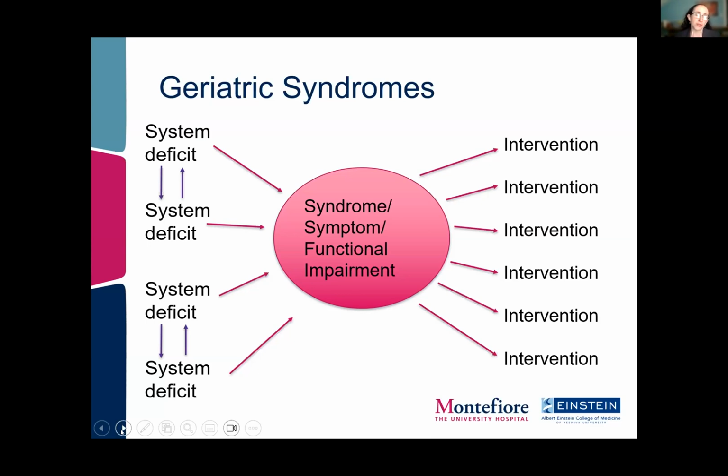So if we think about falls, they often don't happen because there's one specific problem that the individual has. There may be changes or deficits in the visual system, in the vestibular system, in the musculoskeletal system, in the central nervous system control of mobility and balance. And all of those together combine to produce the syndrome of falls.